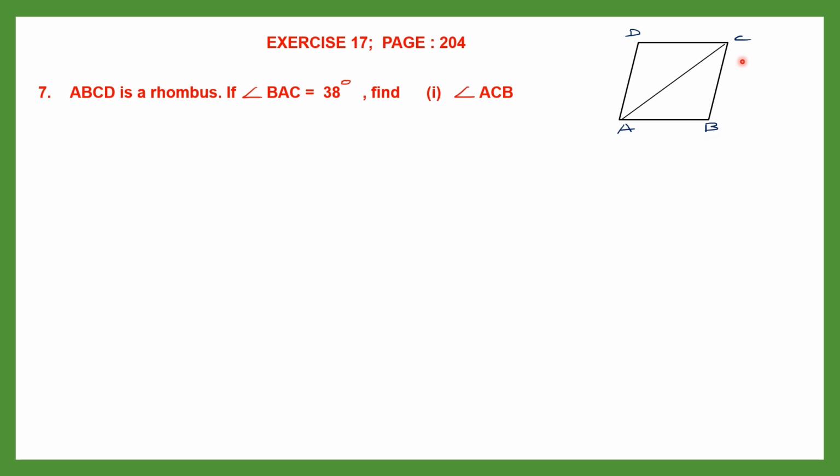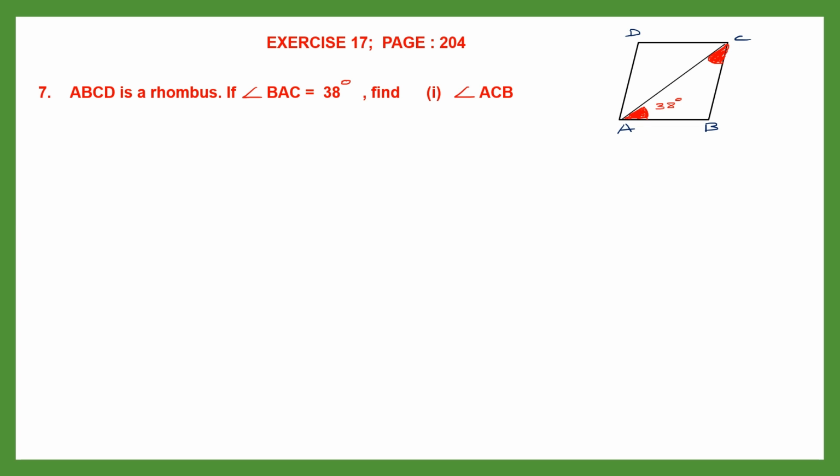So ABCD, this is a rhombus given to us, if angle BAC is 38 degrees. Now where is BAC? So this is BAC, and this is 38 degrees. This is given to us already, so let's write that here. Now we have to find a few angles. The first one is angle ACB. That means we need to find this angle.